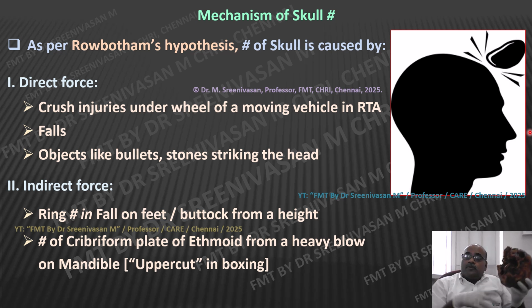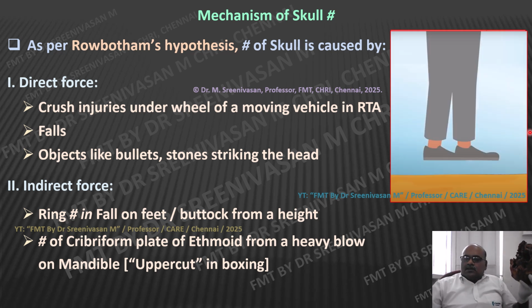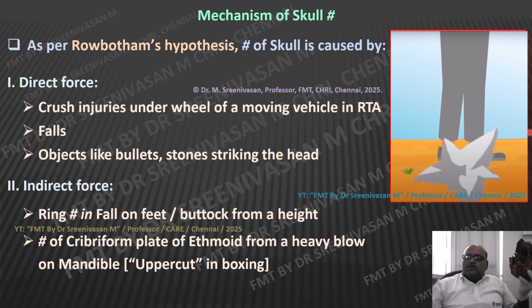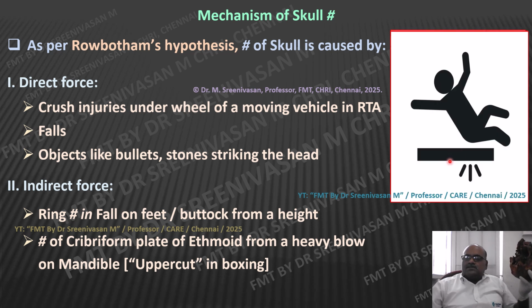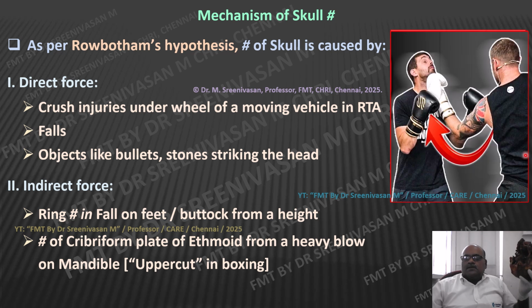Another example for indirect force is in the case of boxing. Here you are seeing a person landing on the feet resulting in a ring fracture, or landing on the buttock resulting in a ring fracture around the base of the skull.